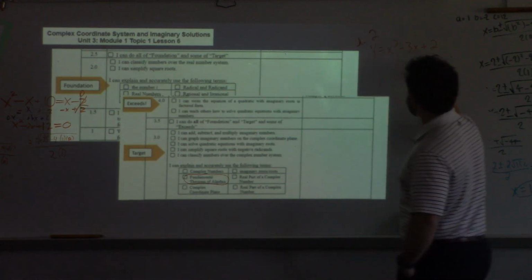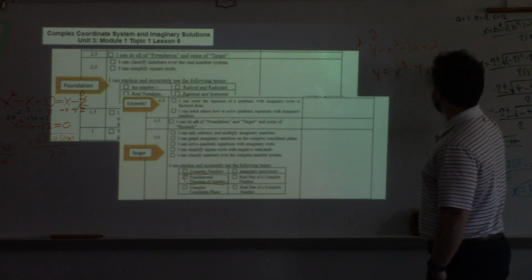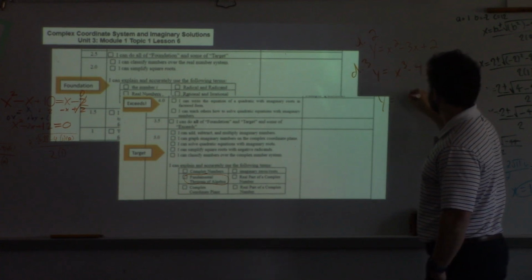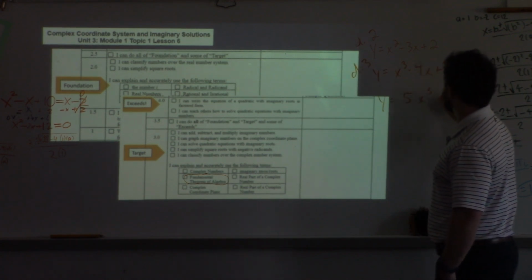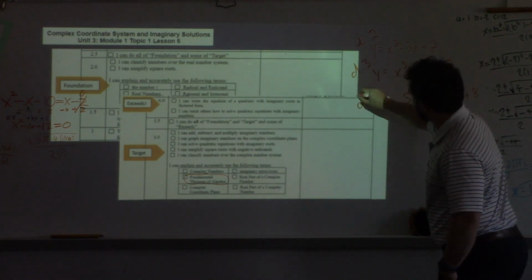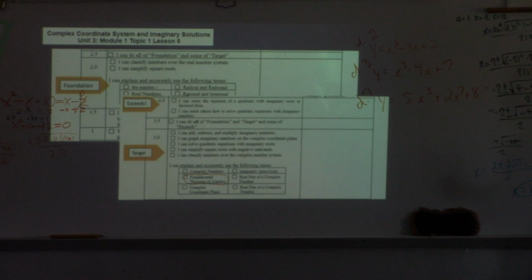So this is a degree 2 polynomial. This is a degree 3 polynomial. I'm telling you something. Chill. You got this. This is a degree 7 polynomial. What do I mean by degree?